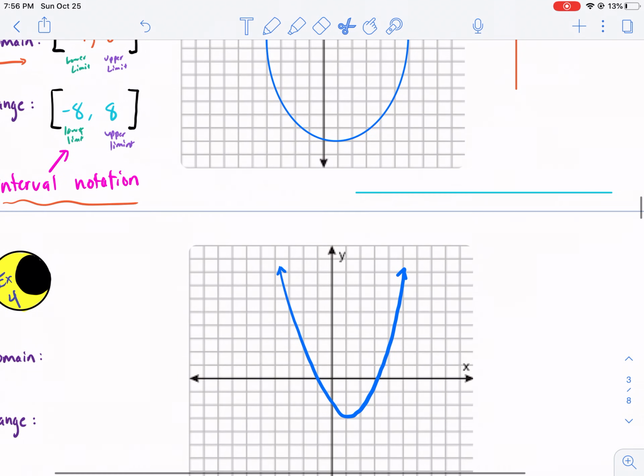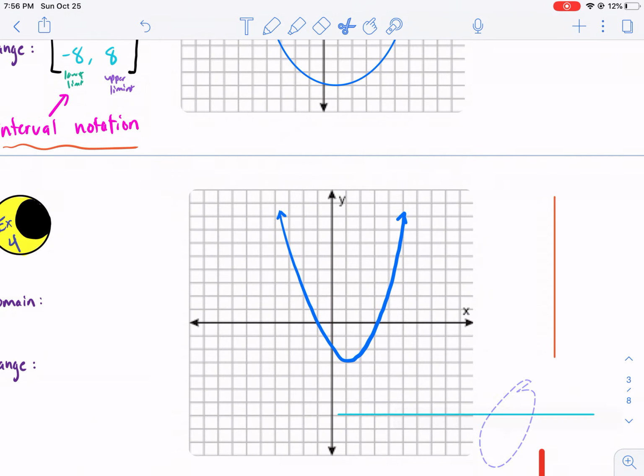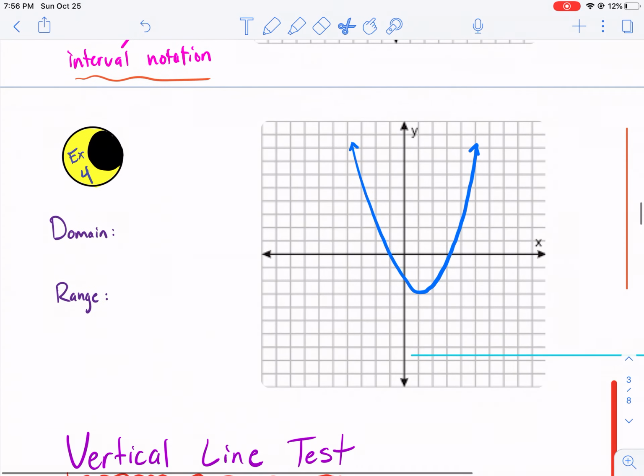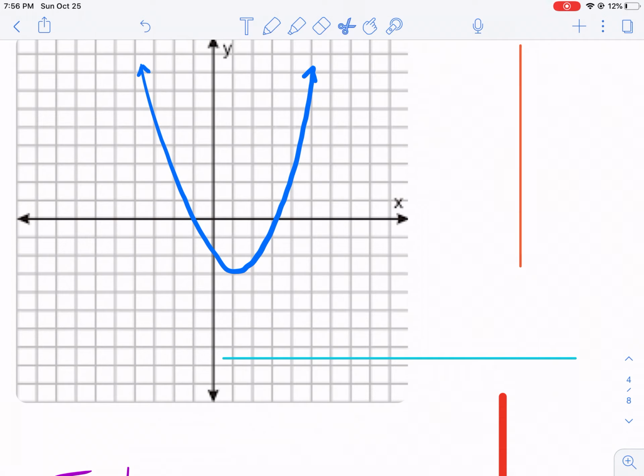I'm going to grab these guys. I'm going to just keep using them. These tools are so useful. Okay, so grab this guy, move him down over here. Okay. Domain. We're going to go from the lowest, the furthest left extreme to the furthest right extreme. So we're going to grab this guy, and okay, we encounter something. We encounter an arrow.